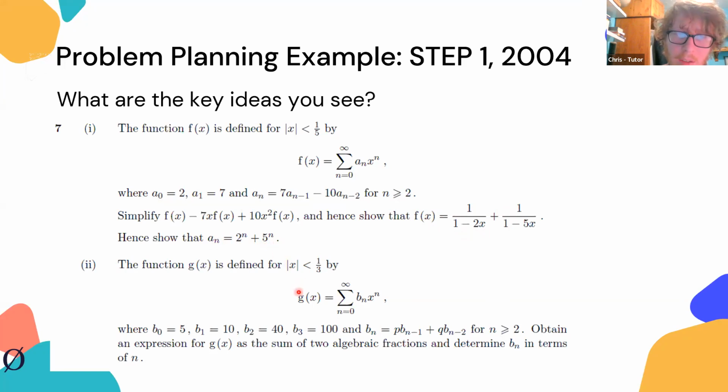So very quickly, it says g(x) is defined for mod x less than a third by a similar sum, just with b_n instead of a_n. And then we're given some values: b_0 is 5, b_1 is 10, b_2 is 40, b_3 is 100. We've got a recurrence relationship: b_n is p times b_(n-1) plus q times b_(n-2). We're asked to find an expression for g(x) as the sum of two algebraic fractions and determine b_n in terms of n.